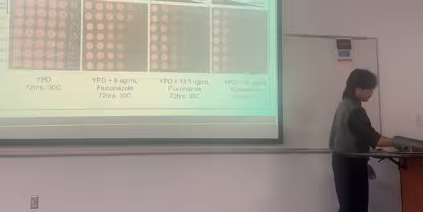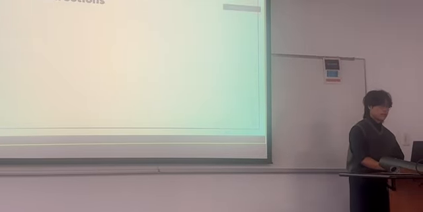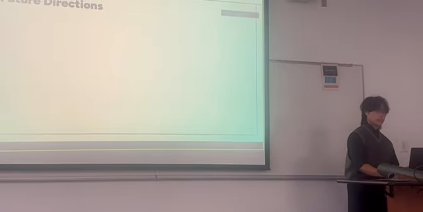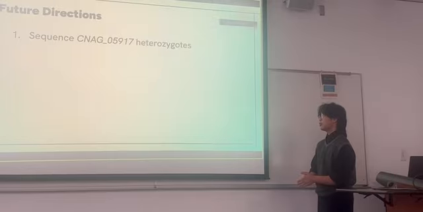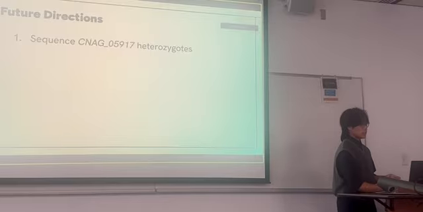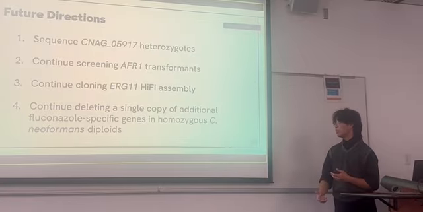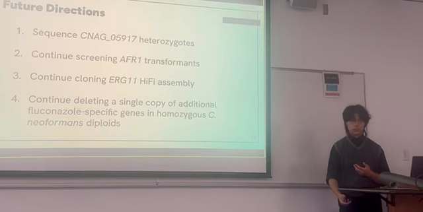So moving on, here are the future directions. So after we did that phenotyping, we still have to do some more steps. And the first step includes sequencing these heterozygotes of CNAG 05997, and then also doing a similar process in other genes like AFR1 and ERG11, and some other genes that are specific to fluconazole for comparison.